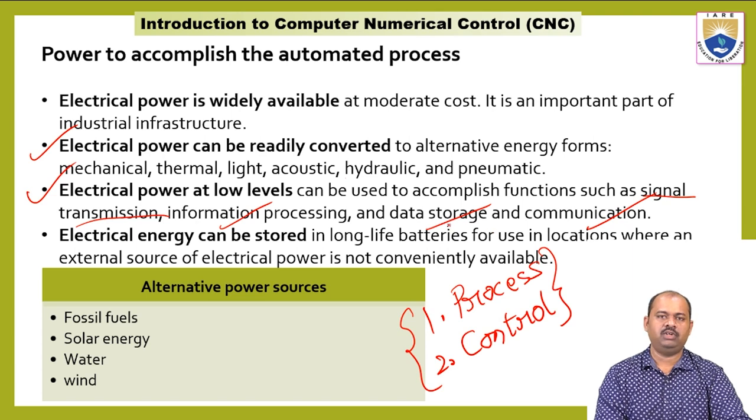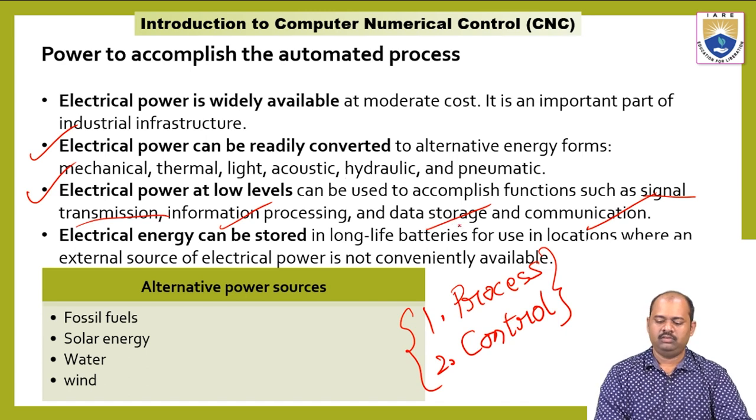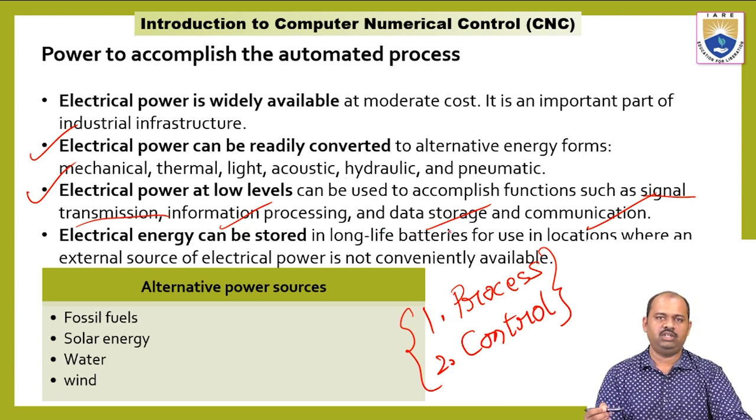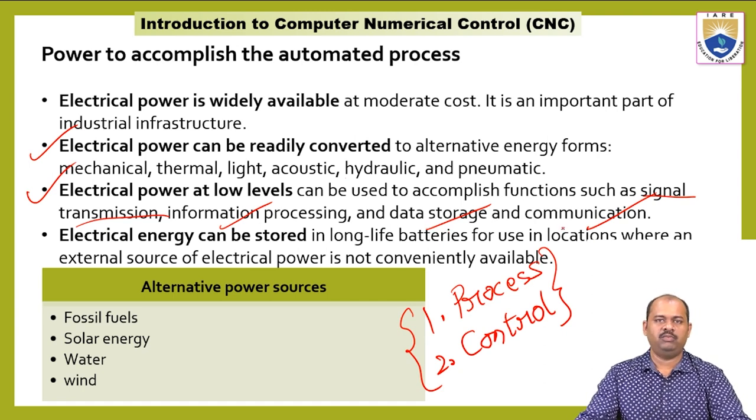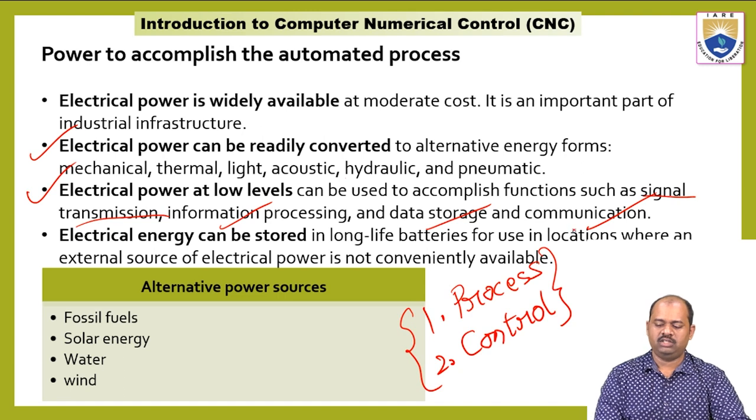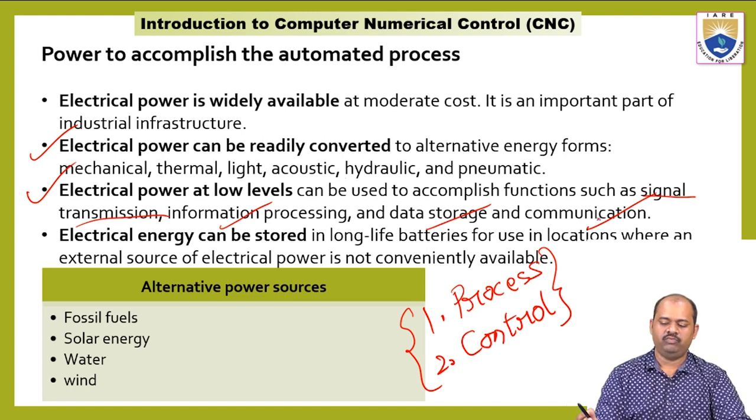Data storage is nothing but we use hard disks in all computers and mobile phones. Pen drives are there, storage devices, hard disks are there, solid state hard disks are there. So, these are all some of the data storing devices where a very small amount of energy is used for a particular purpose. And then communication. We know mobile phones are better communication devices where we can use a very low amount of electrical power for communicating with one another.